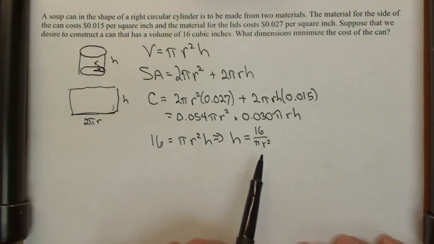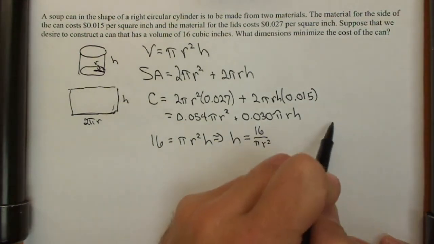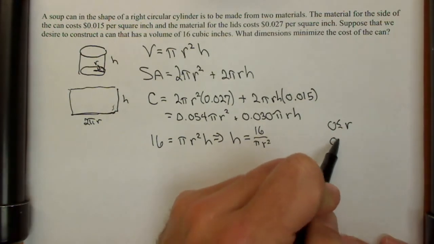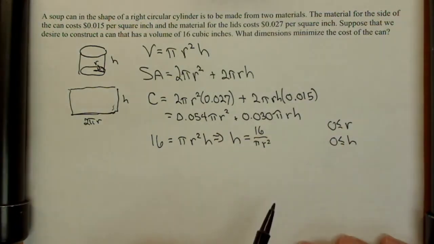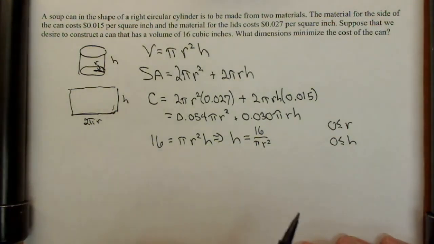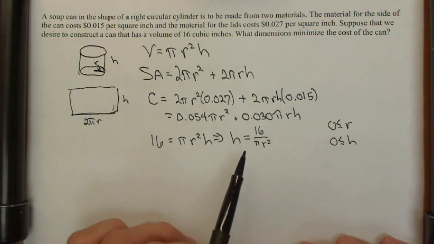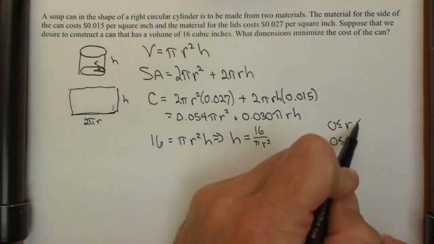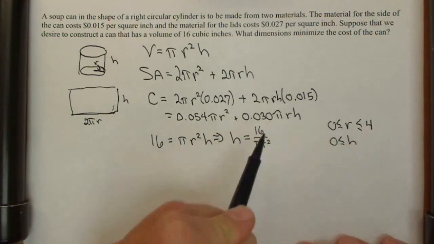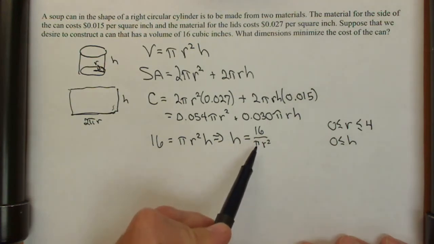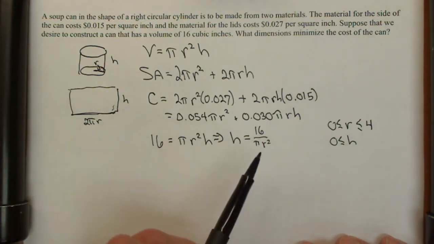Now from this, we can start to come up with a reasonable domain for r and h. Now clearly, both r and h have to be greater than 0, otherwise we have no can. Now as far as the upper limit, there's going to be some flexibility here, so you might want to go with something that makes sense. So I might notice that if r is any bigger than 4, if I plug 4 in here, I'd get 16 over 16. That'd leave me a height of 1 over pi, so way less, about a third of an inch. Seems kind of small.